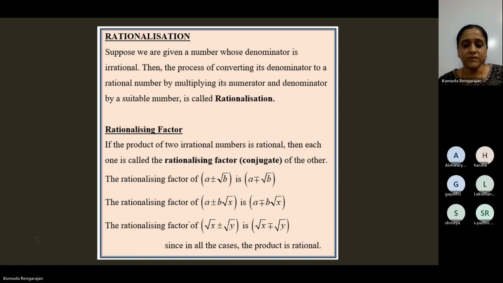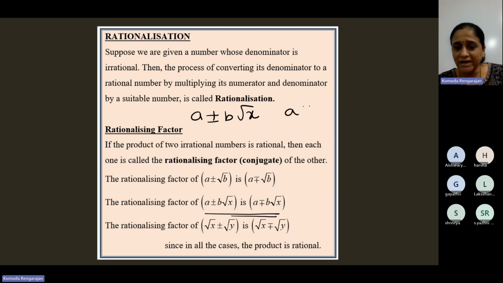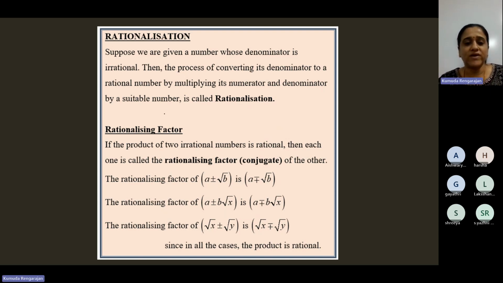Then, look at this one. The rationalizing factor of A plus or minus B root X is A minus or plus B root X. Okay, so example, say 5 minus 7 root 3. So this is like A minus B root X. So you just compare A plus B root X, A minus B root X, 5 minus 7 root 3. What will be the rationalizing factor? 5 plus 7 root 3.